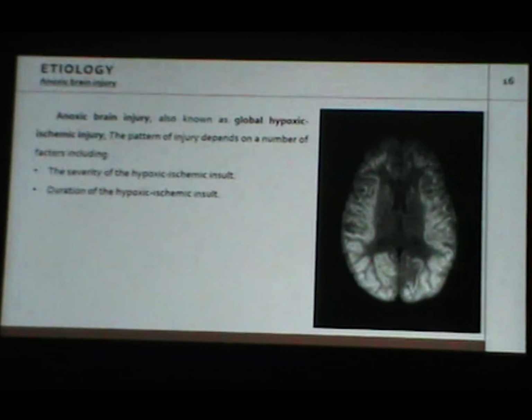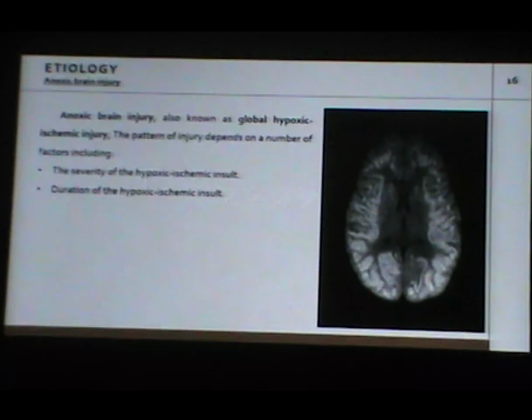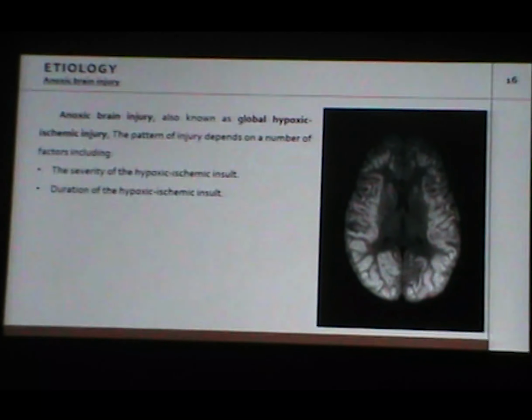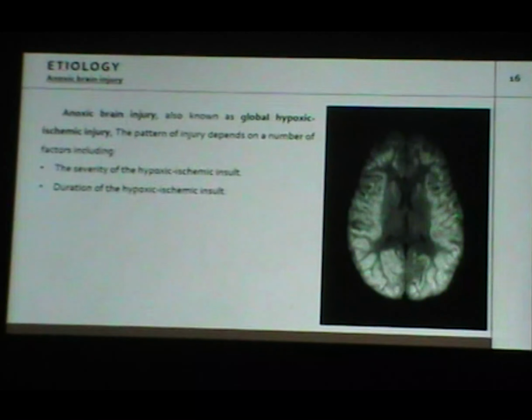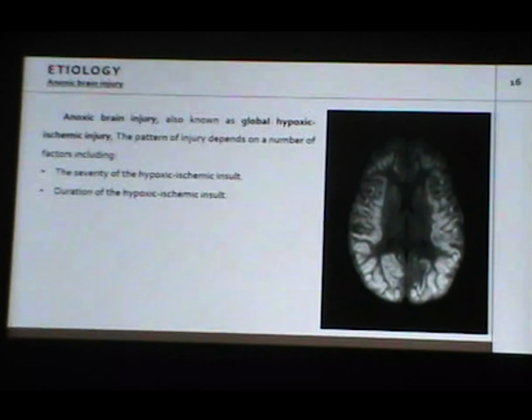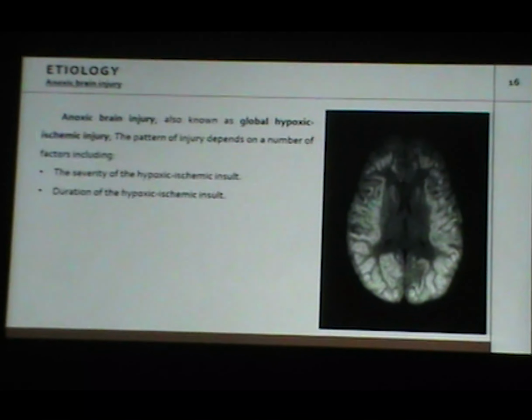Global hypoxic injury happens secondary to hypoxia, whenever the underlying cause affects the brain cells irreversibly, leading to absent energy. The pattern varies according to the severity and duration of hypoxia which the patient experienced.